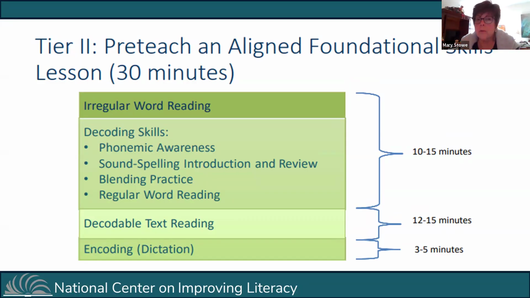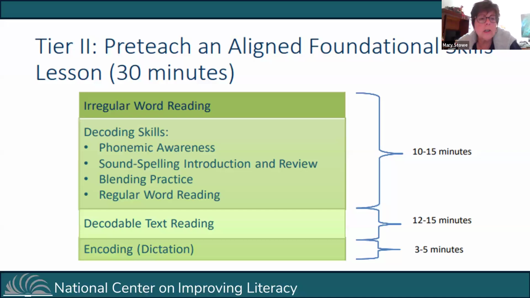They are going to work on irregular word reading. The decoding skills section and progression is really conducted in the very same way. They'll support what they've learned with the decoding skills by reading decodable text. And then we're going to follow up almost immediately with the encoding section. So we have that back-to-back decoding and encoding. So the receptive and expressive activities, building toward being able to accomplish those expressive activities.